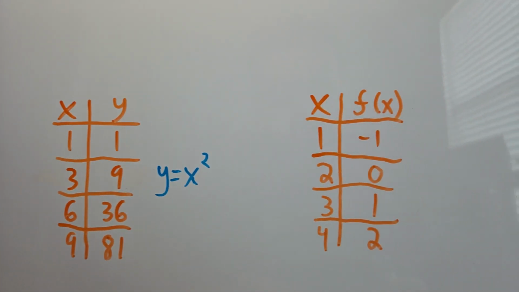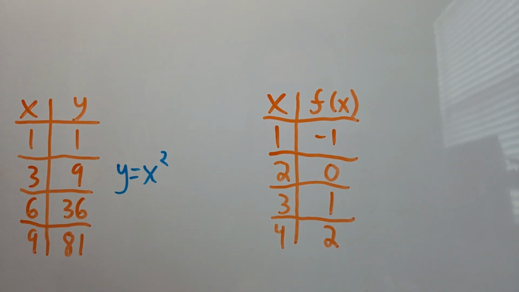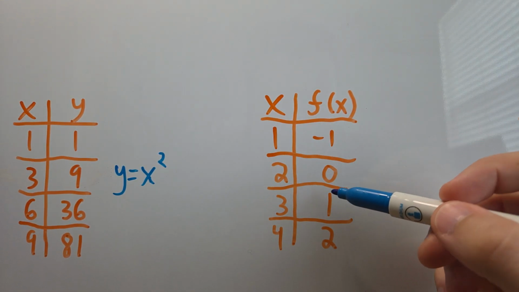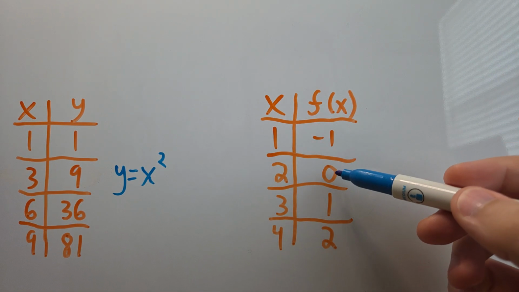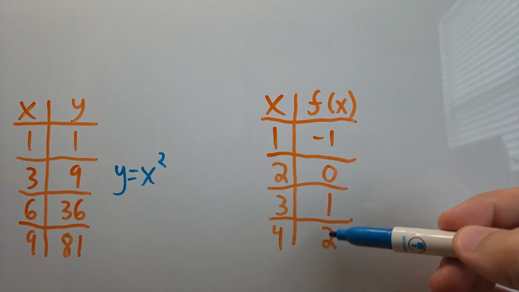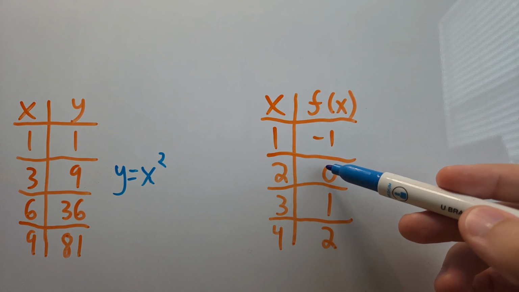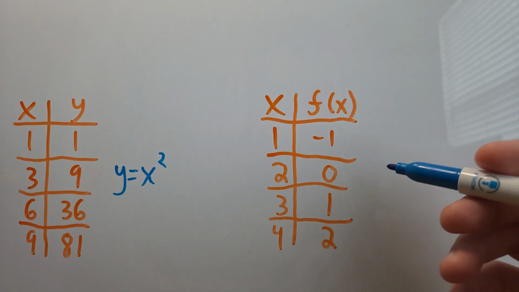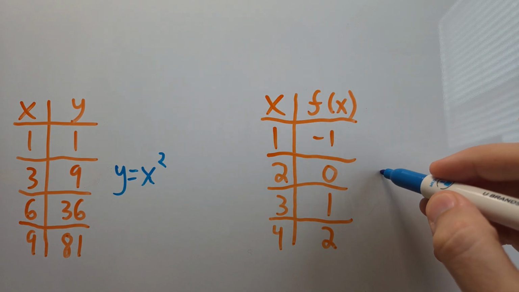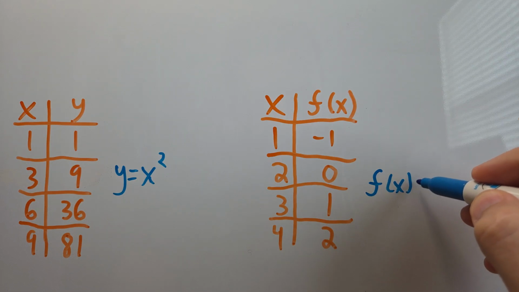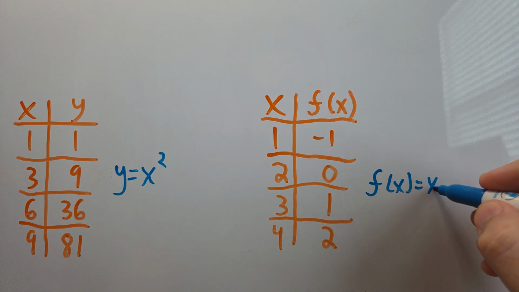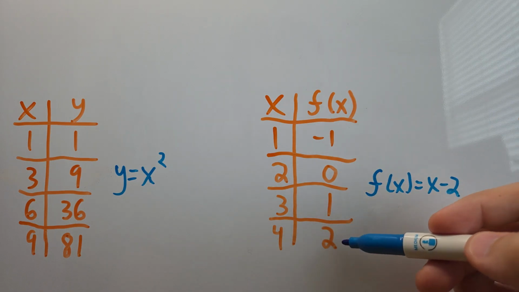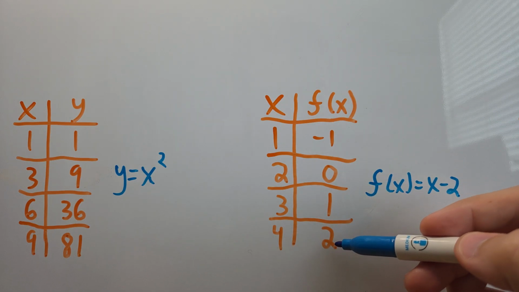Let's take a look at another one. Here I have f of x and x. How do I get to -1 from 1? How do I get to 0 from 2? So forth and so on. It looks like I'm just subtracting a value of 2 for each of these. So here I can say f of x equals x minus 2, because I'm taking away 2 from x to get f of x.